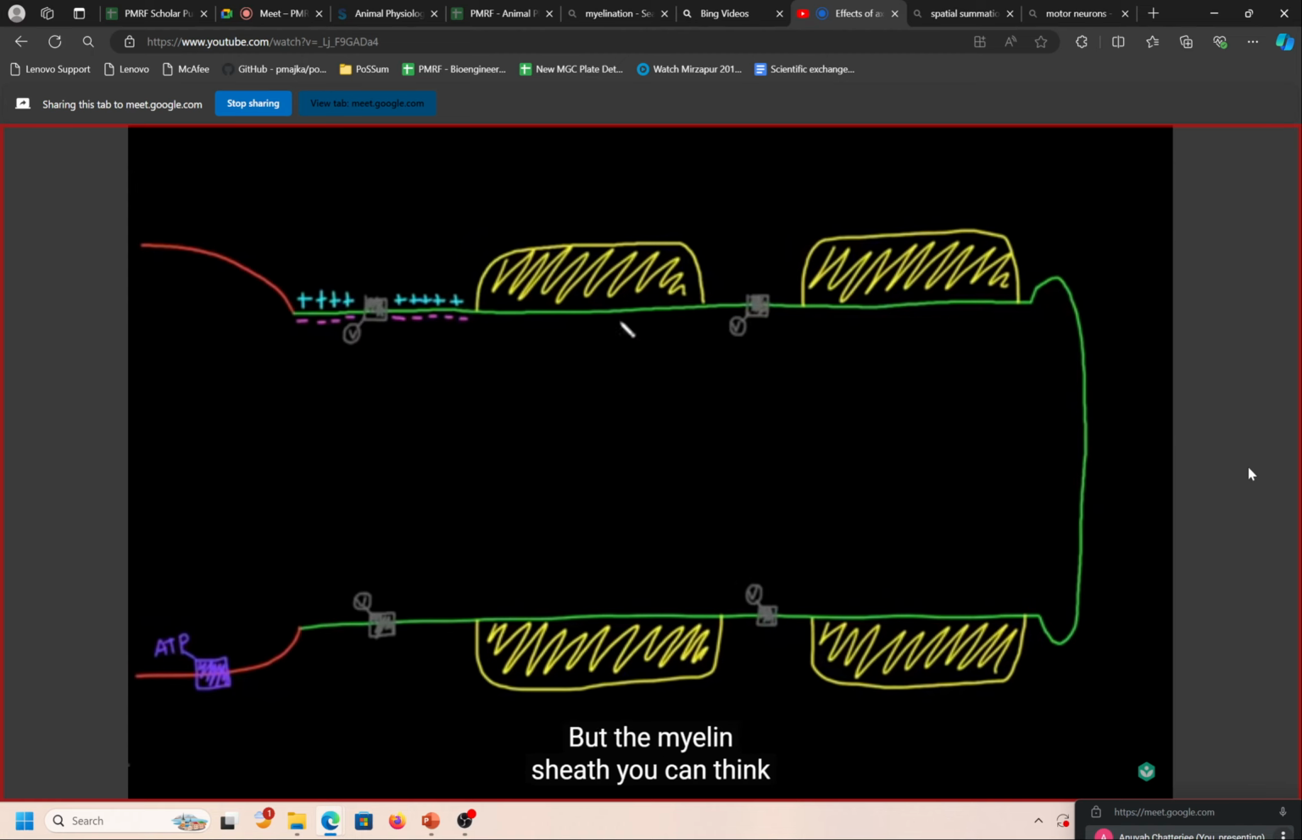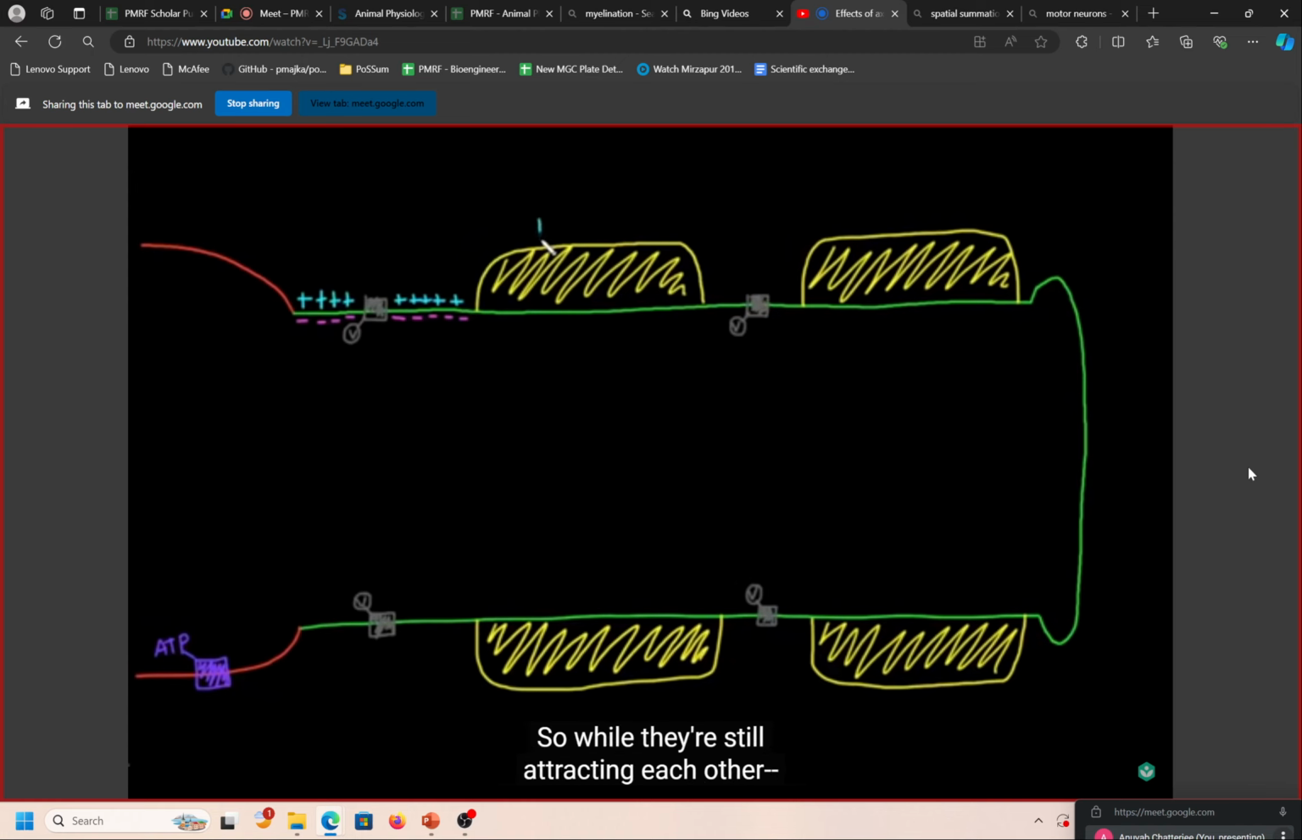But the myelin sheath you can think of really as making the membrane much, much thicker, because the myelin sheath is just membrane that's wrapped around the neuron membrane many, many, many times. So now you have a really thick membrane. So in terms of a capacitor, the distance is now much greater between the opposite charged ions on either side of the myelin sheath membrane.